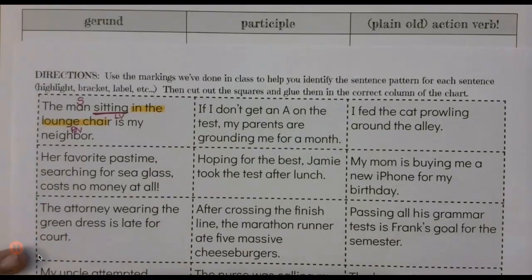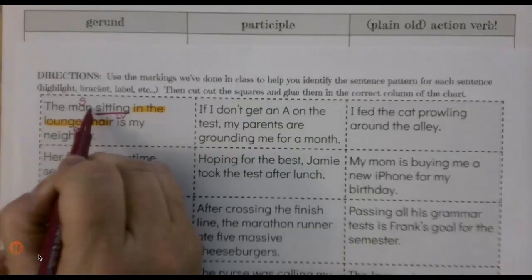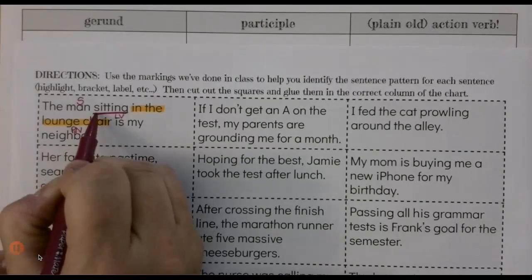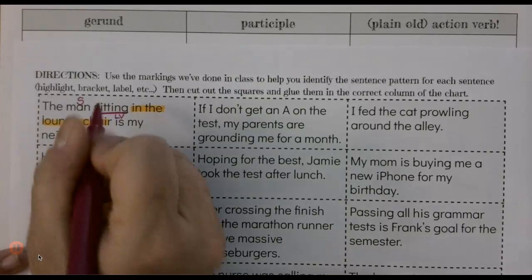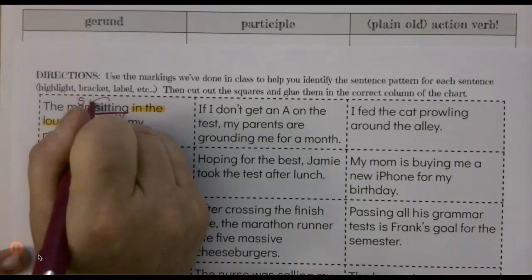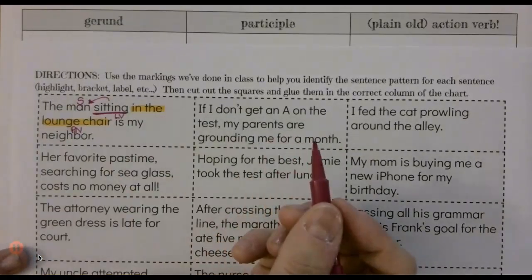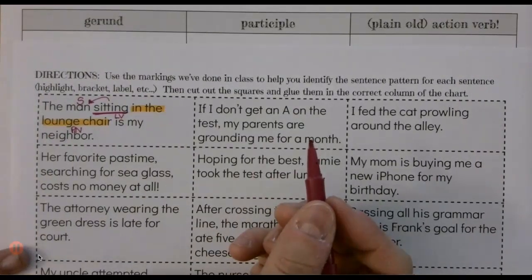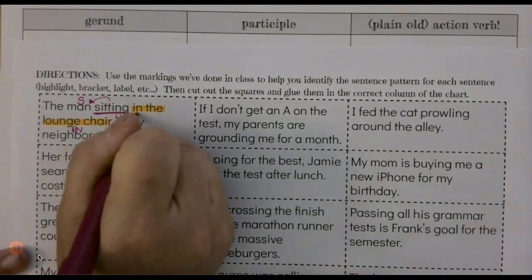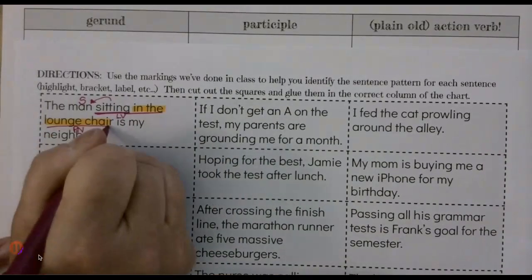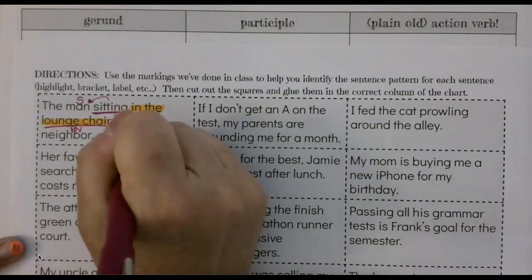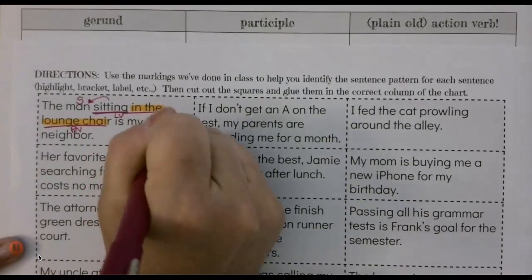Well, I've already labeled the jobs of the nouns that it could be doing. If there was a comma after here, maybe this could be an appositive, but it looks like it's describing the man. And it's not just the man sitting. It gives me more description about where he's sitting. He's sitting in the lounge chair. So this one has to be a participle.